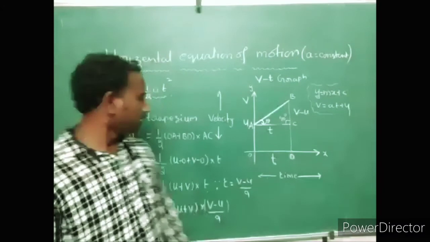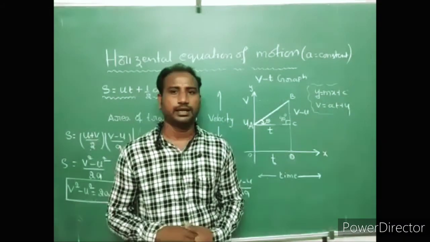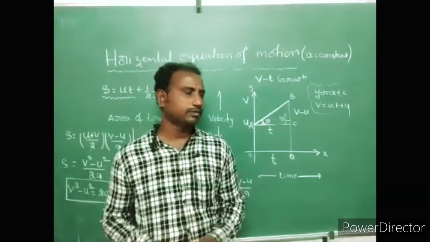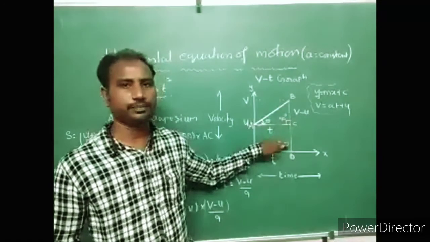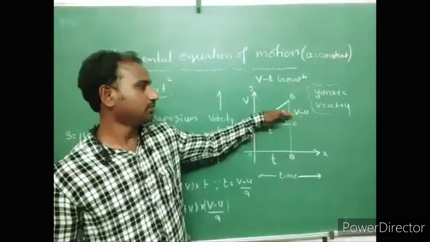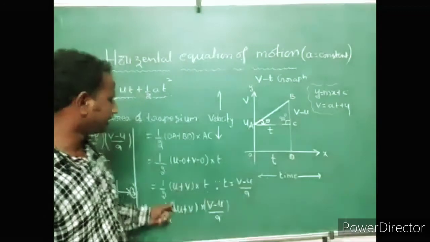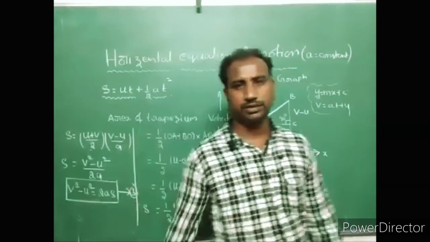Okay, next one. First equation, v equal to u plus at. Second equation, s equal to ut plus half at square. That equation is explained with the help of the velocity-time graph, the area under the slope. Here how many areas do we have to consider? First one is the area of a right angle triangle, and the area of a rectangle. Find them out and you can get the final answer s equal to ut plus half at square.